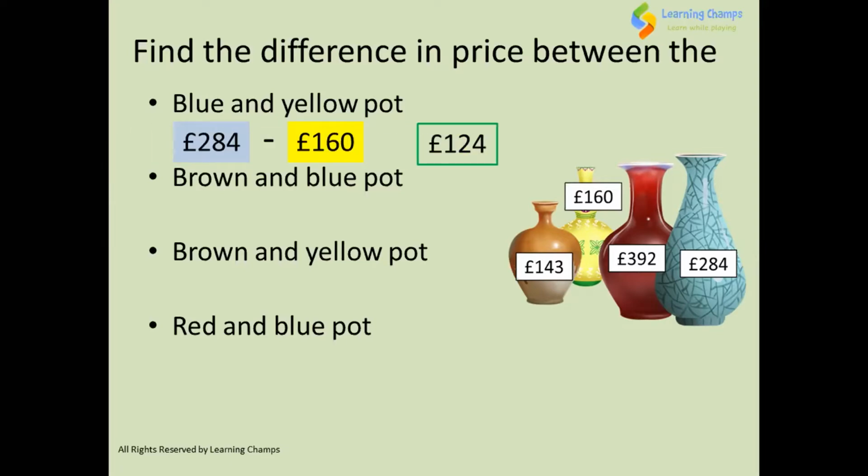124 pounds. We have to say whether it's pounds or meters or centimeters or rupees, because it is very important that you use the units. If not, it can change the meaning. Now, what about the brown and the blue pot? What is the price of the brown pot? 143 pounds. And the blue pot? 284 pounds.